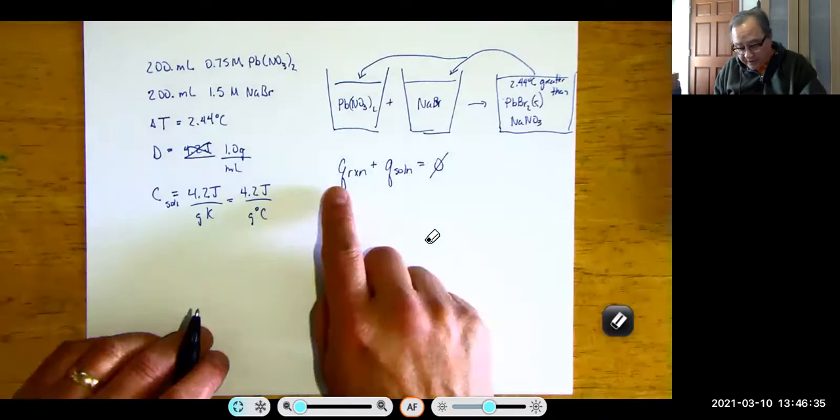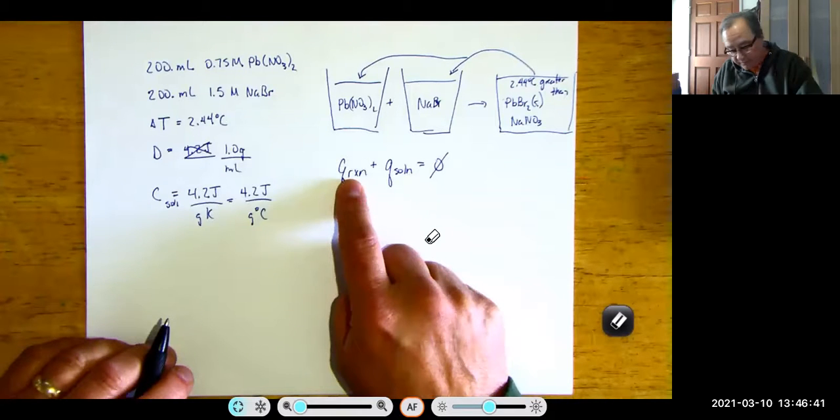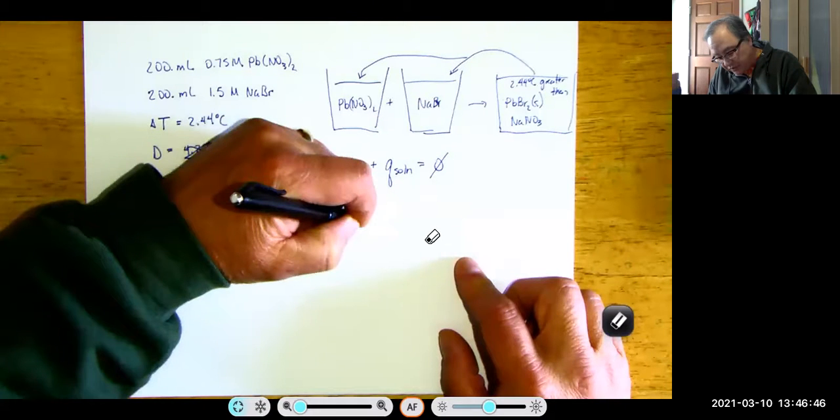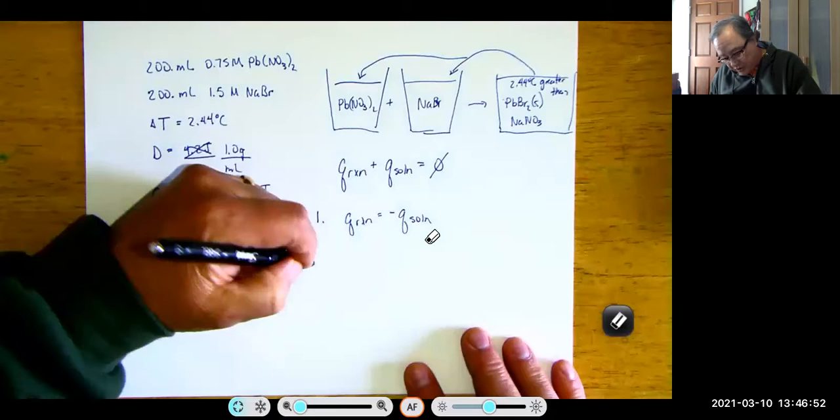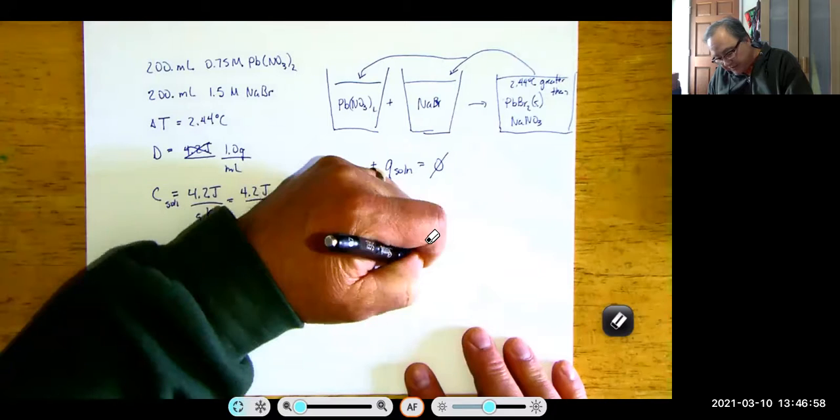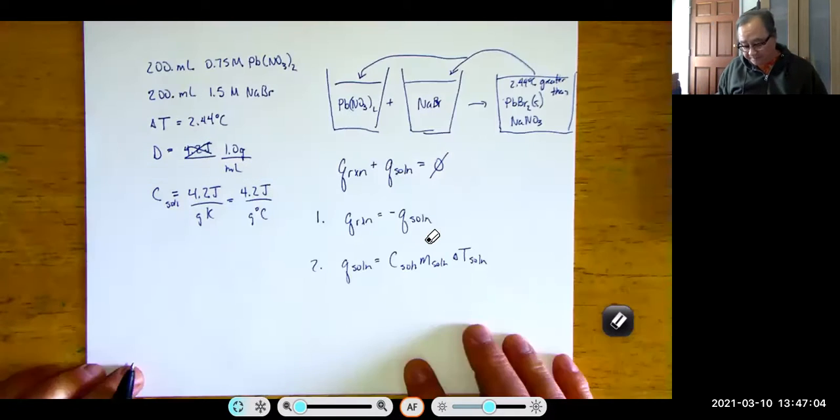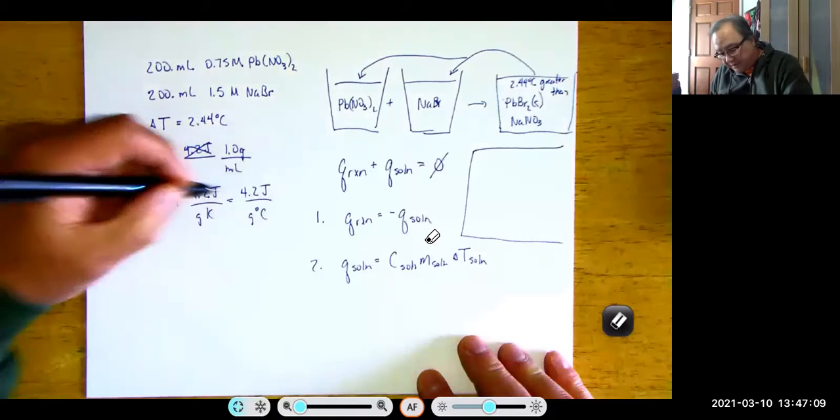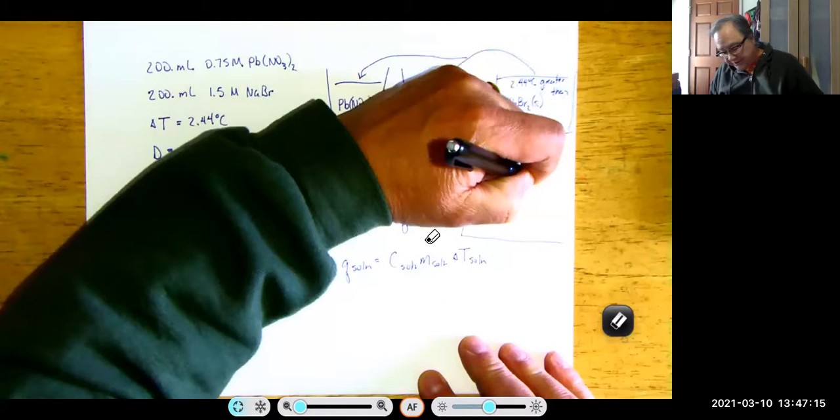So of these 2 things we can do, what can we do first? Can we get the Q of the reaction? No, but we can say this. Q of the reaction is negative Q of the solution. Can we do this? Q of the solution is equal to the specific heat capacity of the solution, mass of the solution, change in temp of the solution. That we can do. And if I make a little list up here of things, I already have that the specific heat capacity of the solution is 4.2 joules per gram degrees Celsius.